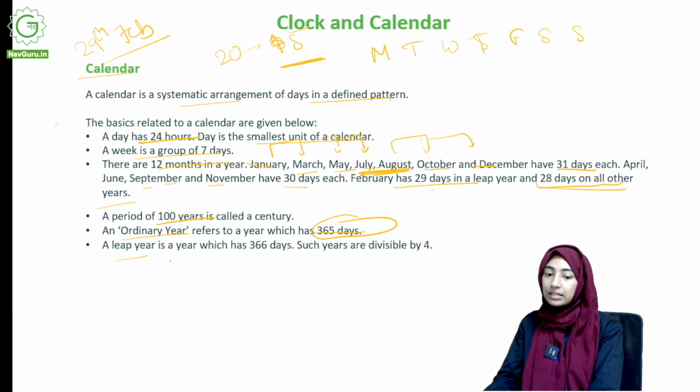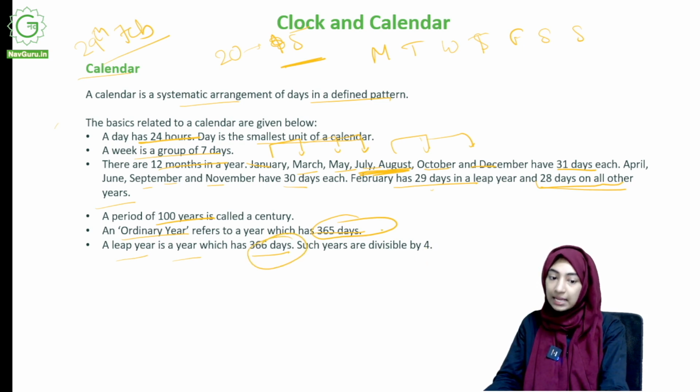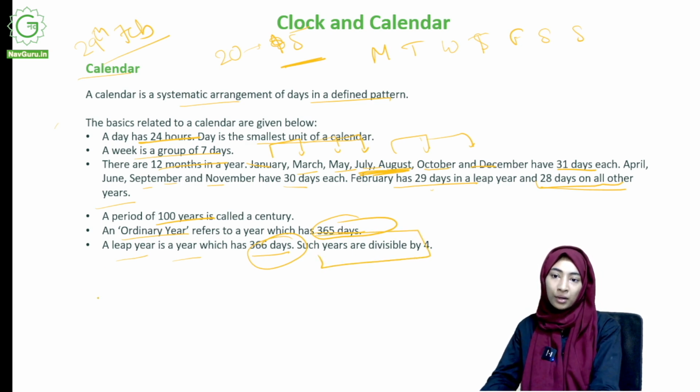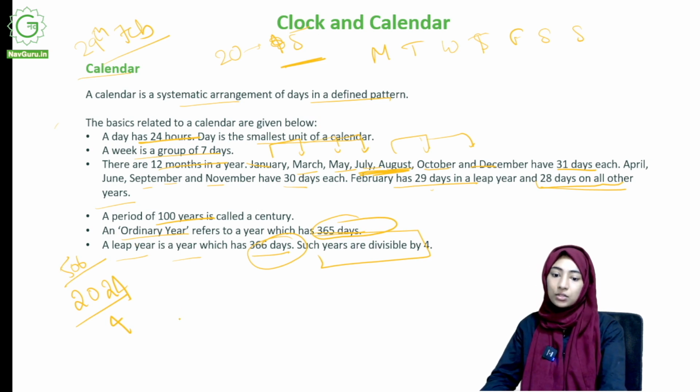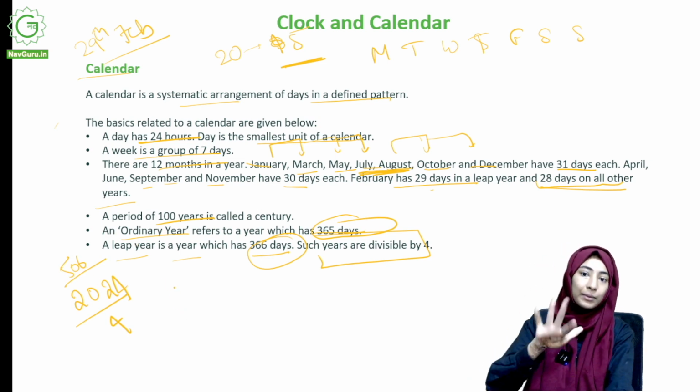A leap year is a year which has 366 days. Such years are divisible by 4. Okay, leap years have 366 days and leap years are divisible by 4. What do we mean? So see, when is the next leap year? Did you know that next year will be a leap year? So 2024 is a leap year. This is divisible by 4, right? 4 5s are 20, 4 6s are 24, 506, right? So it's every 4 years. You get a leap year every 4 years.